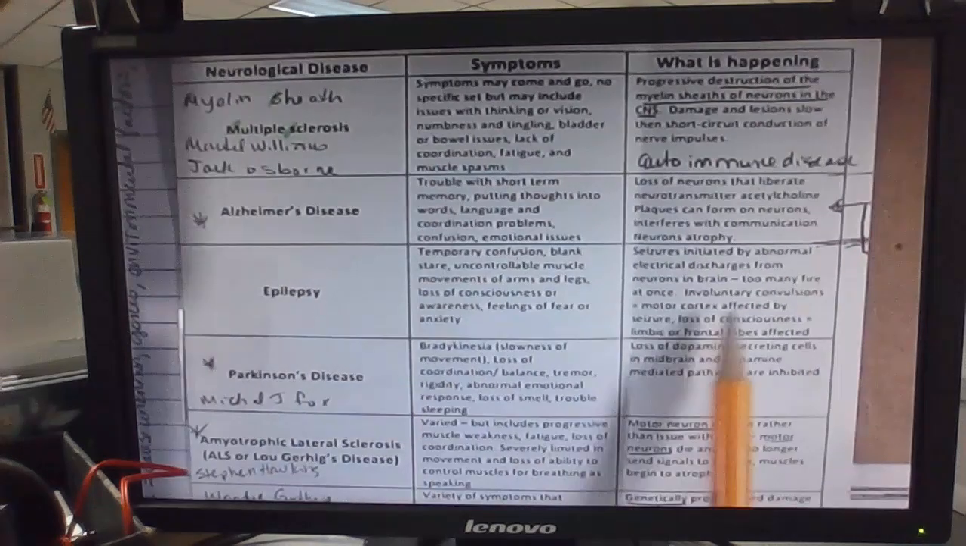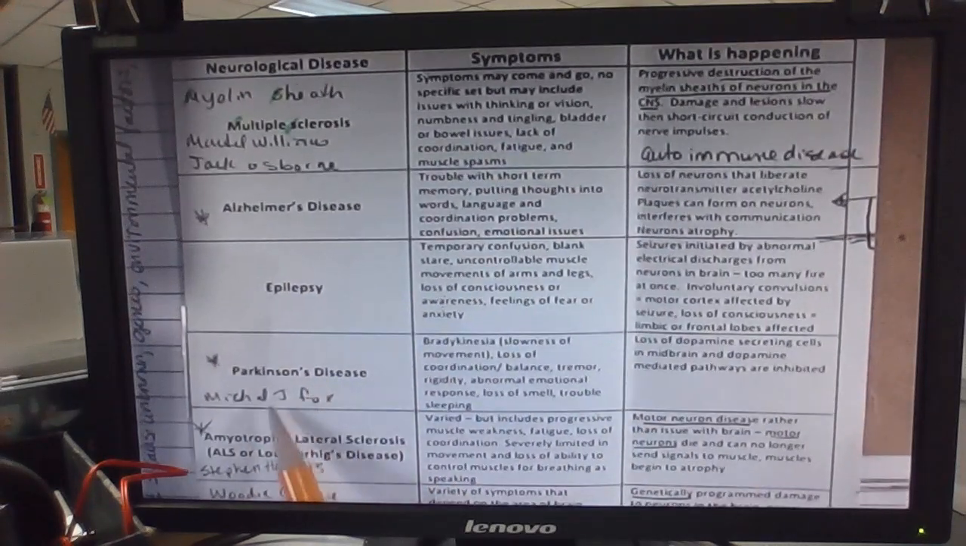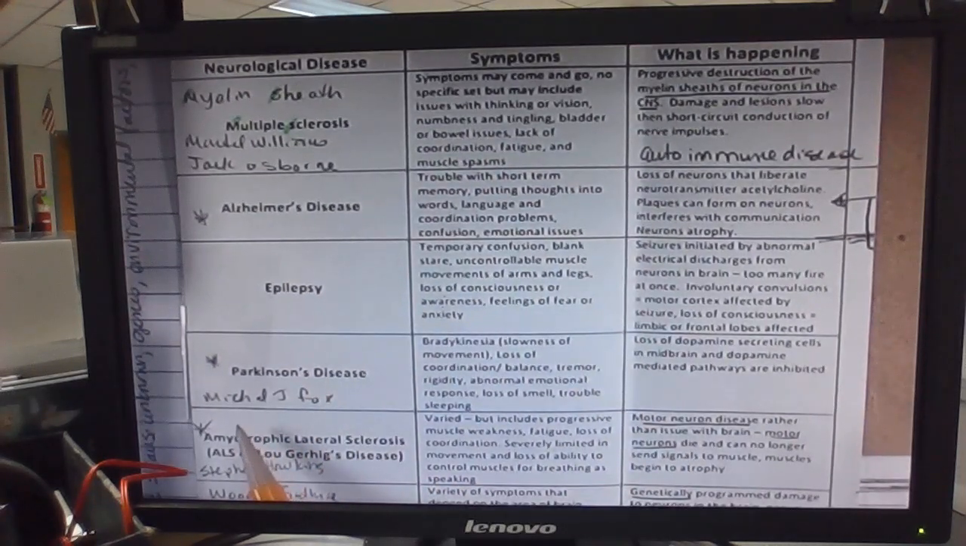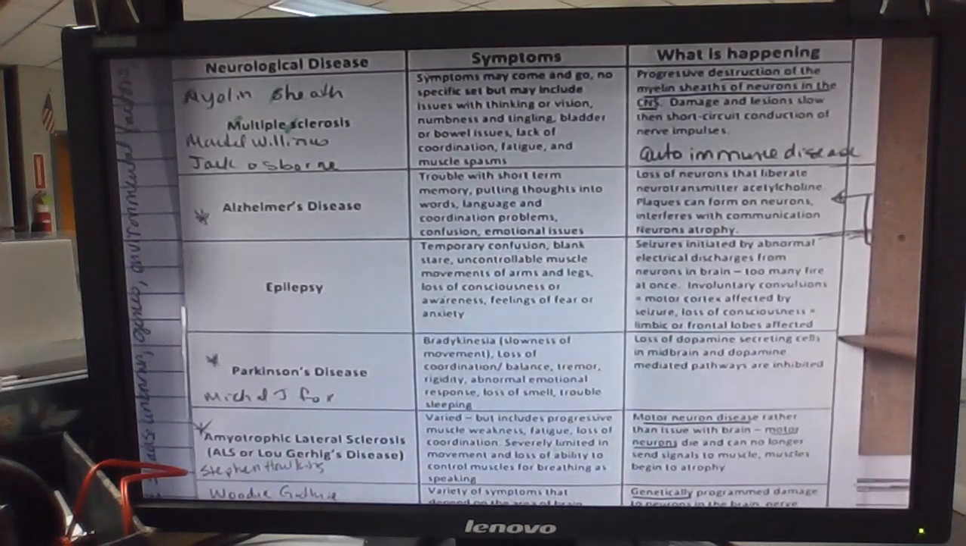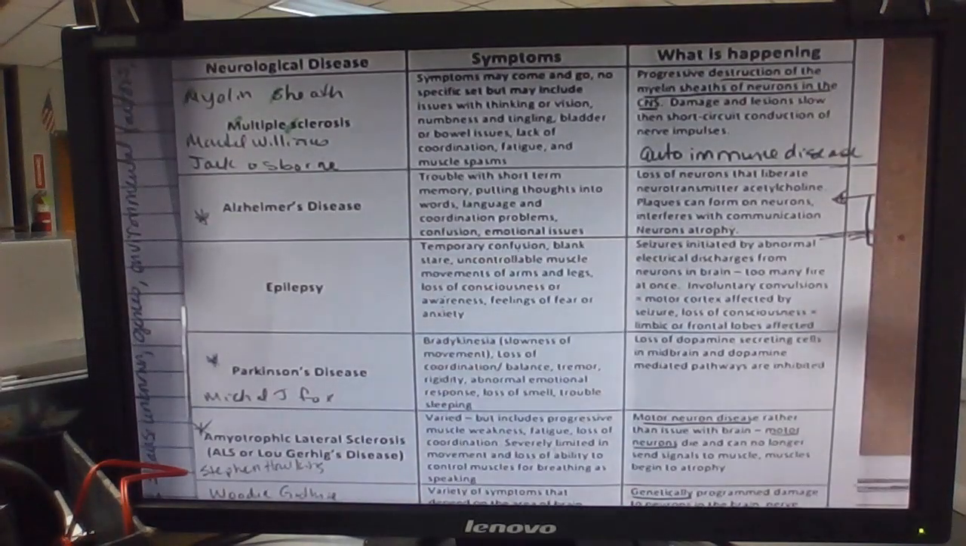Epilepsy, we're probably familiar with epilepsy. Parkinson's disease, Michael J. Fox is a person who has Parkinson's disease. So we no longer have dopamine secreting cells, or they break down over time, so we have loss over time. And so that causes our issue with Parkinson's disease.